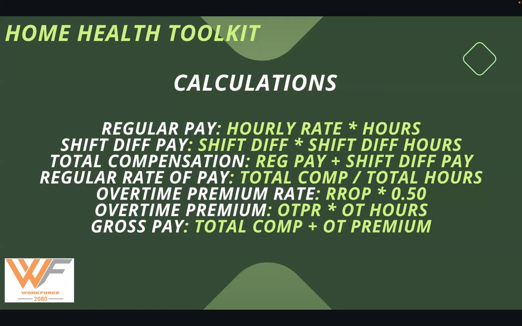Once you find the regular rate of pay, then you need to find what's called the overtime premium rate. You take that regular rate of pay and multiply it by a half, because you've already paid straight time for all the hours of work. You just now need to pay the half portion for the remaining hours that are overtime hours. The overtime premium is where you take the overtime premium rate that you just found and multiply it by the overtime hours. And the gross pay comes out to be the total compensation, which is, again, your regular pay plus your shift diff pay plus your overtime premium.